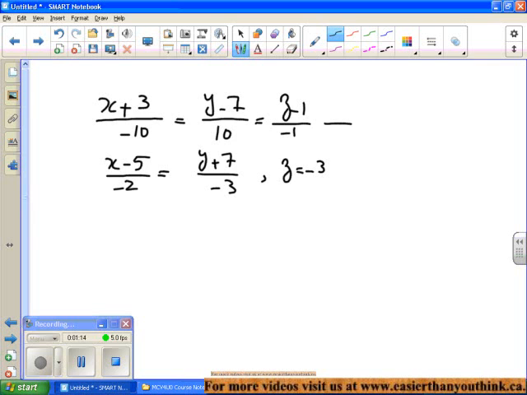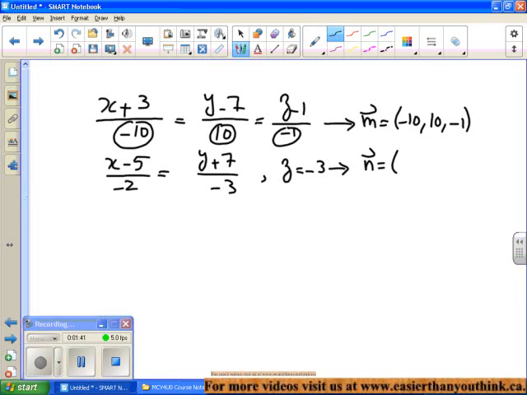First of all, based on the symmetric representation of a line, we know that the denominators here are the components of the direction vector. So for the first one, the direction vector is negative 10, 10, and negative 1. For the second one, the direction vector is negative 2, negative 3, but since z is not divided by any number, this means that the component of the direction vector along z has to be 0.